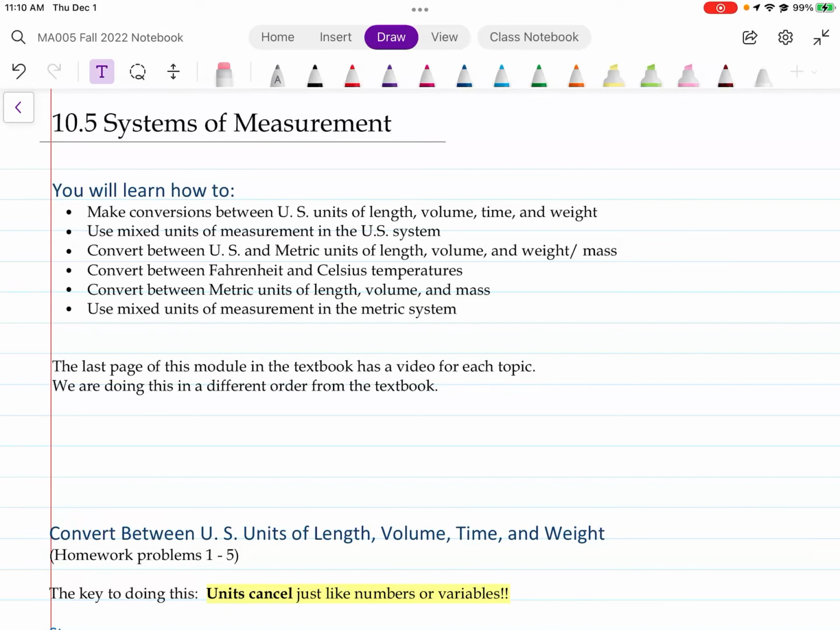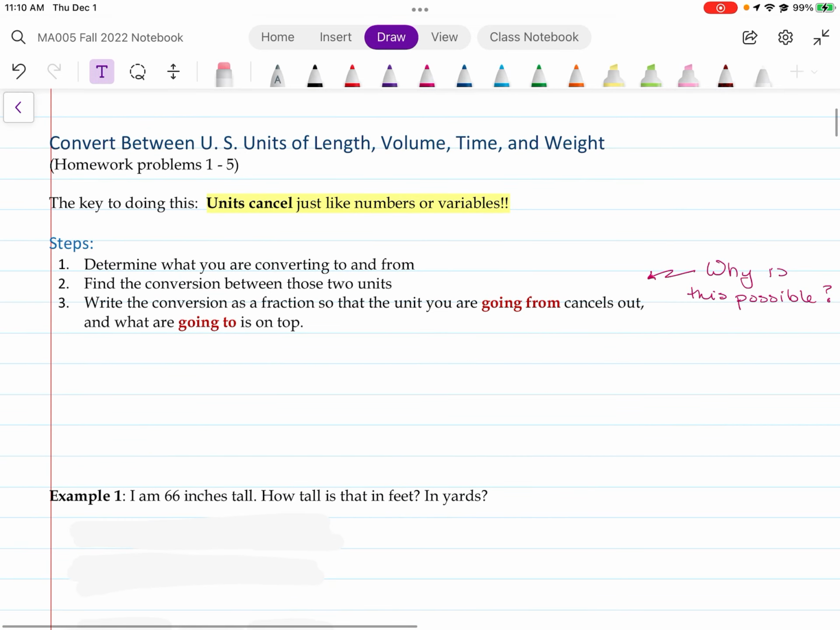Hi there, this is Professor Eckhouse, and I'm going to talk about systems of measurement. We're going to be converting between the U.S. system and the metric system, and then within the metric system, as well as Fahrenheit and Celsius. So we're going to start with converting between U.S. units: length, volume, time, and weight.